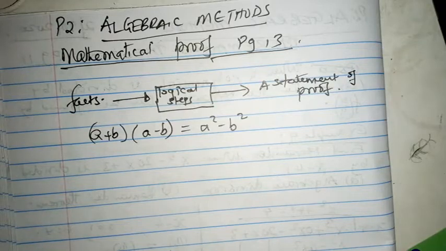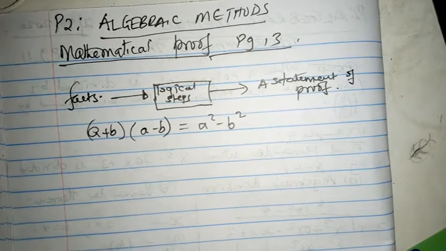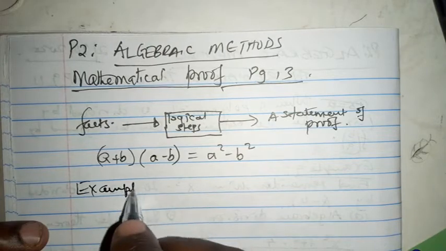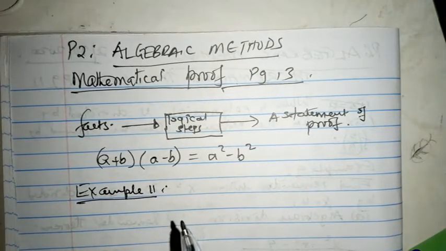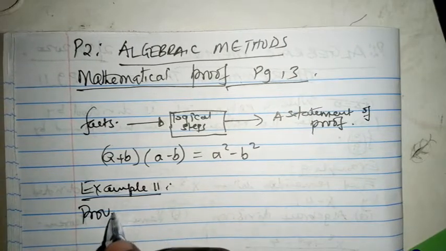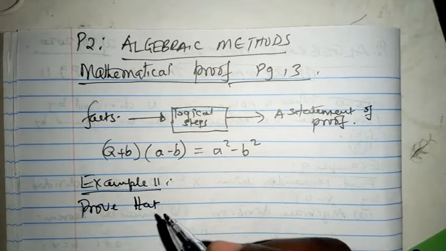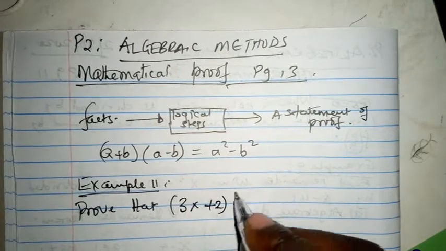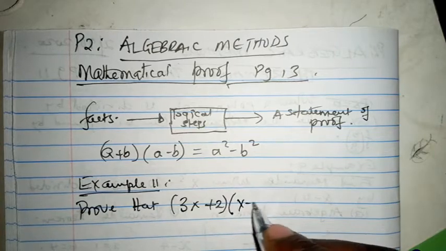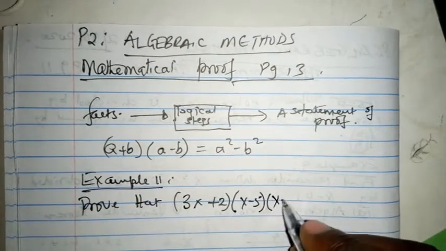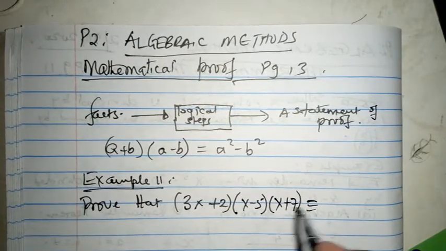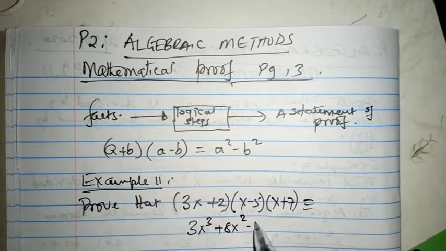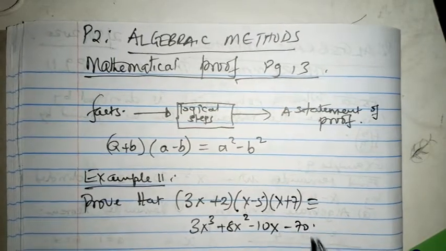Let's talk about example 11 on page 14 so that we can understand exactly what we are saying. In example 11, you're told, prove that (3x plus 2)(x minus 5)(x plus 7) is equal to 3x cubed plus 8x squared minus 101x minus 70.